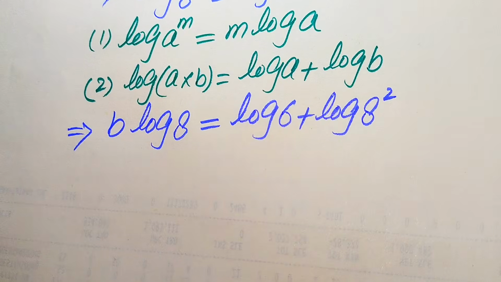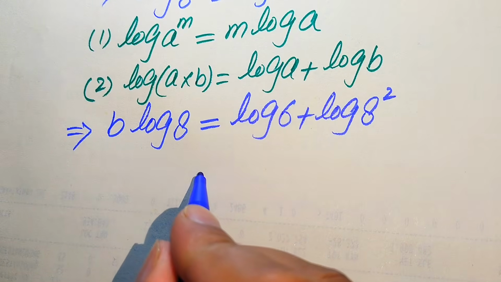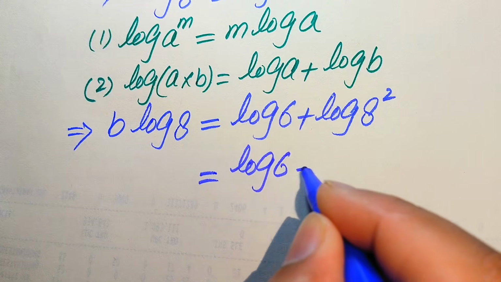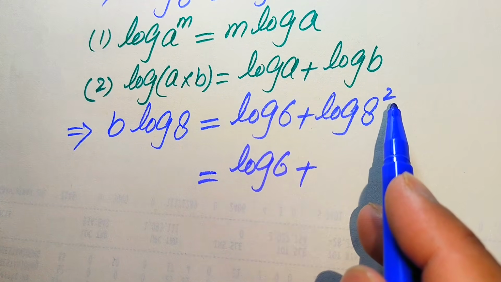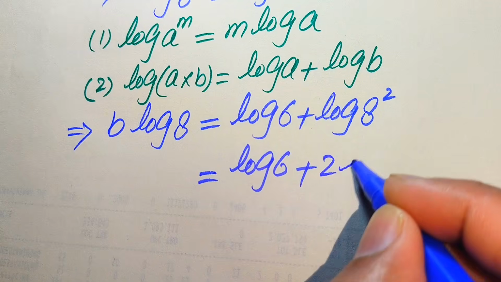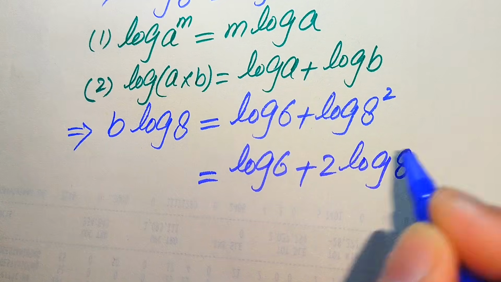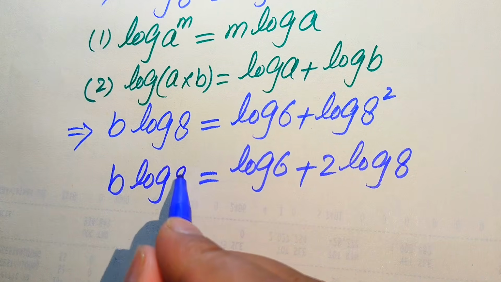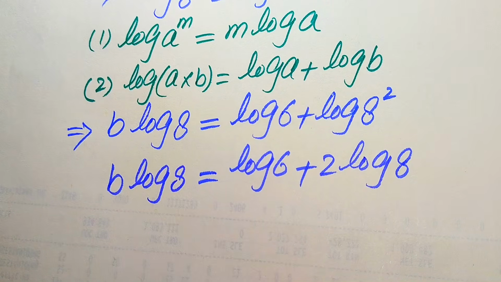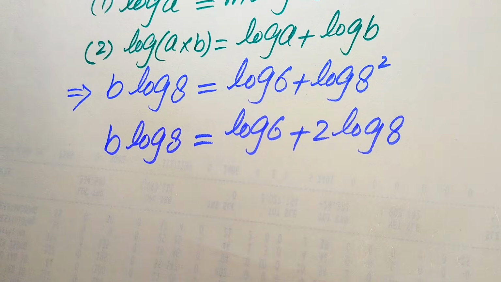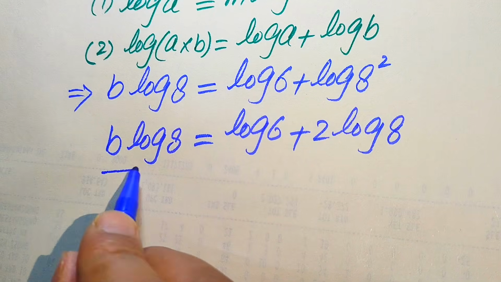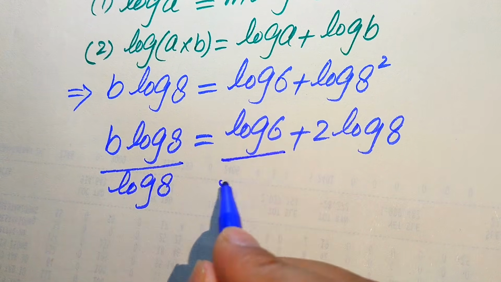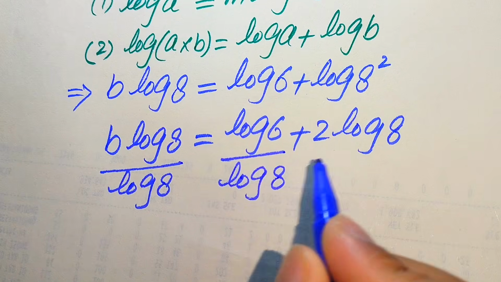And now in the next step we need a little bit more simplification in the right hand side, and we get log of 6 plus, here we move this 2 in front of the log, and it becomes 2 times log 8. And in the left hand side we have b times log 8. So for the value of b, we need to remove log 8 from the left hand side. For this we divide both sides by log 8 on each of these terms in this way.